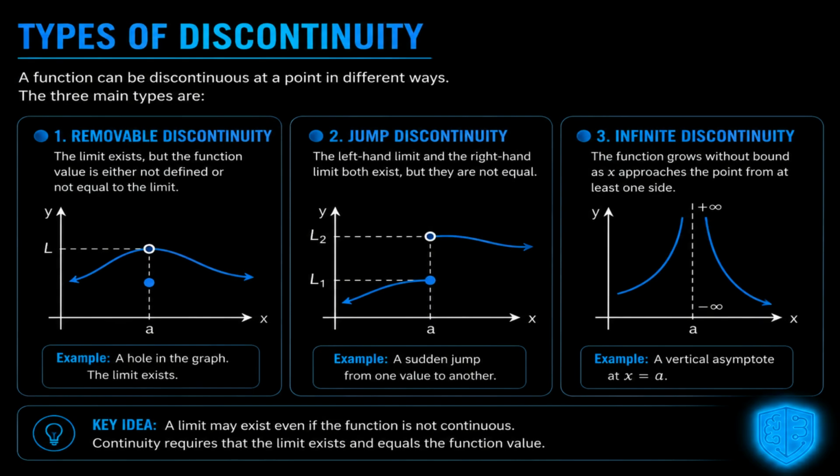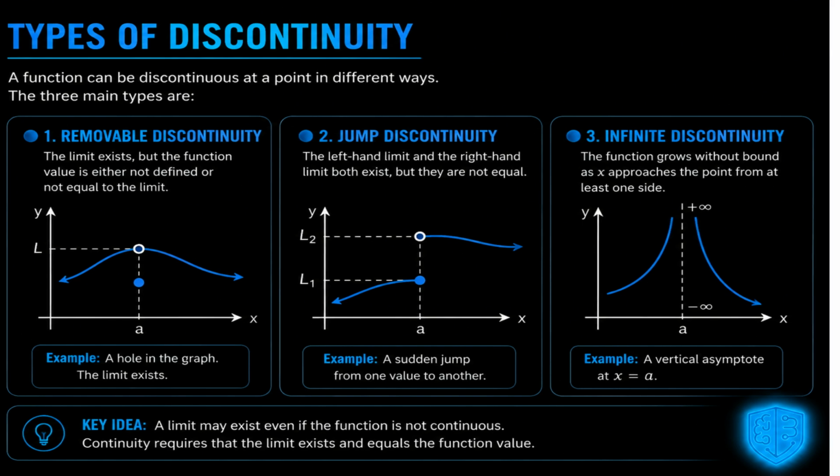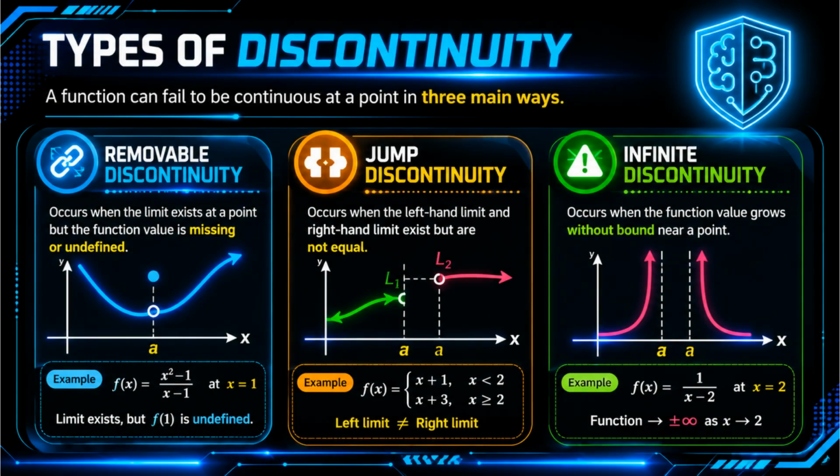Now let's discuss continuity. A function is continuous at a point x equals a if it is defined there, the limit exists at that point, and the limit equals the function's value. In simpler terms, a continuous function has no breaks, jumps, or holes. It flows smoothly through the point in question.